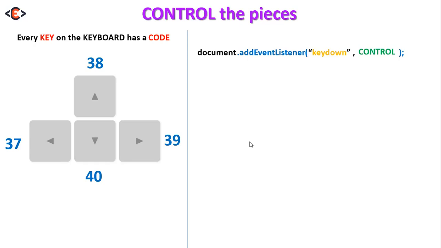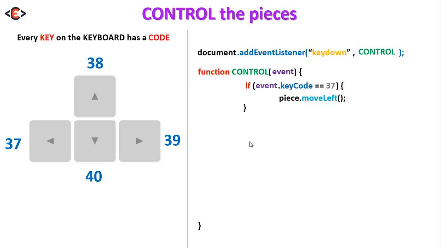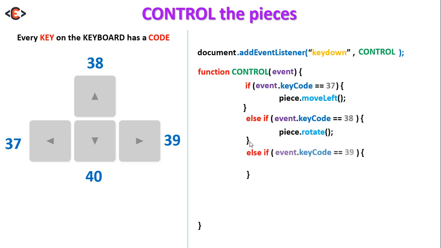Let's now talk about the control function. The control function gets event as argument, which is key down. Now if the event dot key code, this is how we get the code of the pressed key, is equal to 37, then it's the left arrow. Then we should move our piece to the left. Now else if the event dot key code is 38, which is up, we have to rotate our piece. Else if it equals 39, then we have to move our piece to the right.